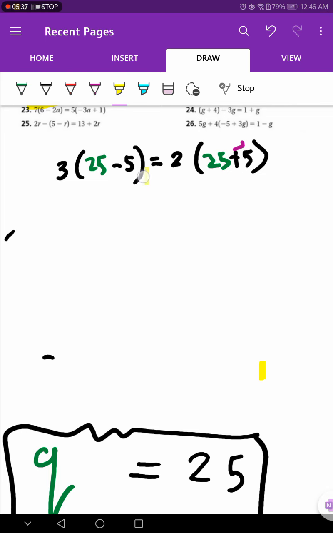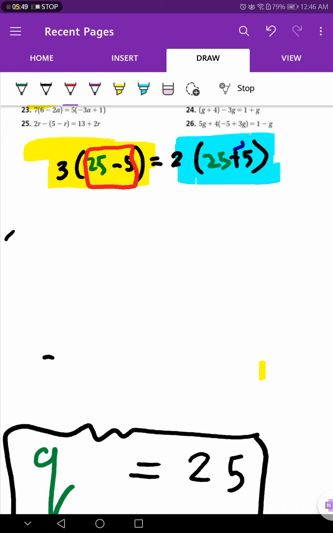And check, is the left side when I finish the calculation equal the right side? Let us try. Now do what inside parentheses here. 25 minus 5 equal 20. 20 multiply 3 equal 60. So this side is 60.